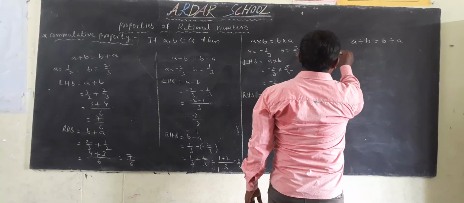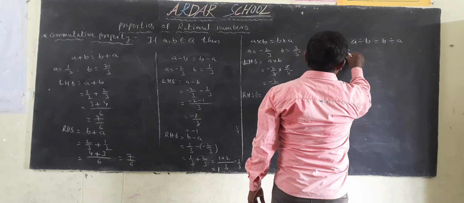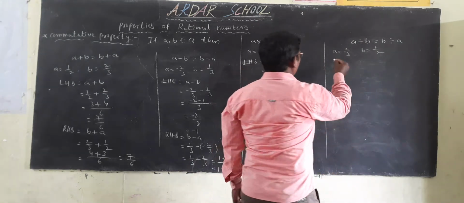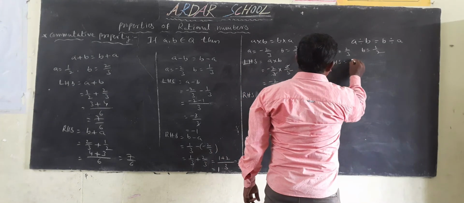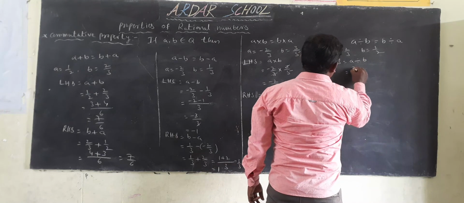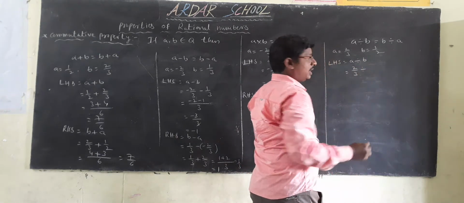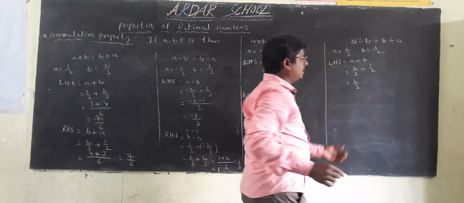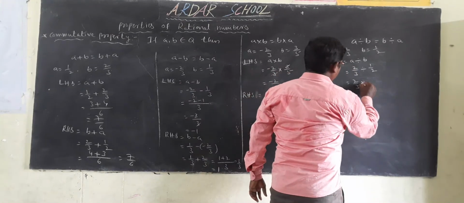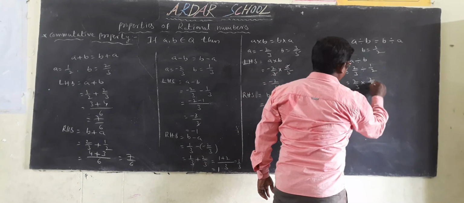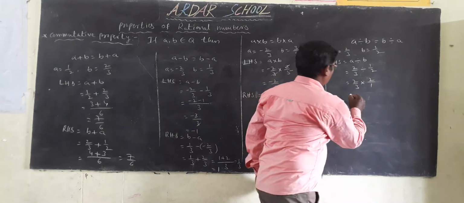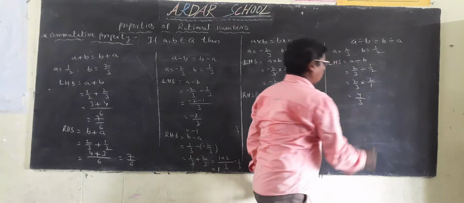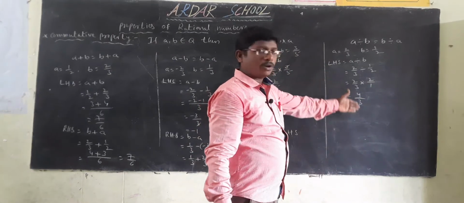Take another example. A is equal to 2 by 3, B is equal to 1 by 2. Okay, here LHS is equal to A divided by B. Here A is 2 by 3 divided by 1 by 2. That is equal to 2 by 3. Here division is converted into multiplication, or write the reciprocal of the next fraction, 2 by 1. So 2 2s are 4, 3 1s are 3, 4 by 3. LHS is 4 by 3.